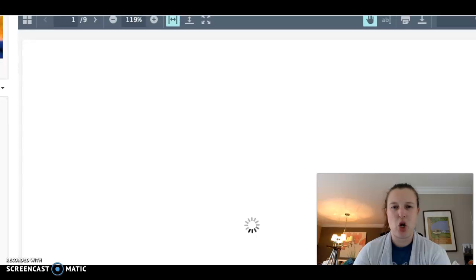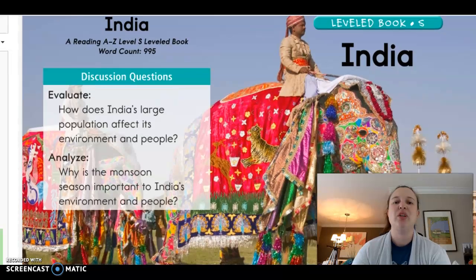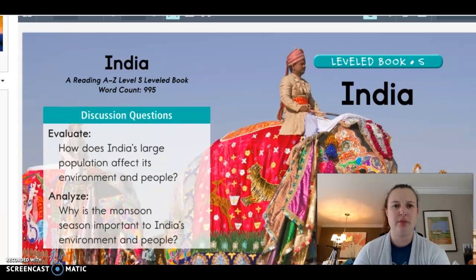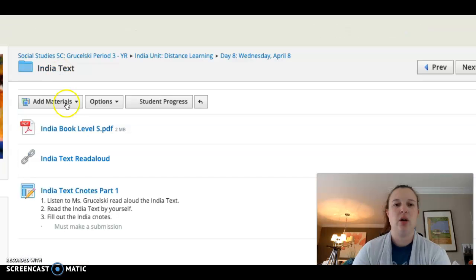Come on, book, open up. Ah, you opened. You're such a nice book. Okay, so some people's book has the elephant, some other people's book has the Taj Mahal. There's two different books. So I gave you the one that will be good for you.